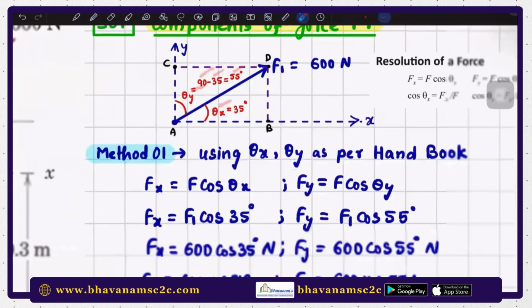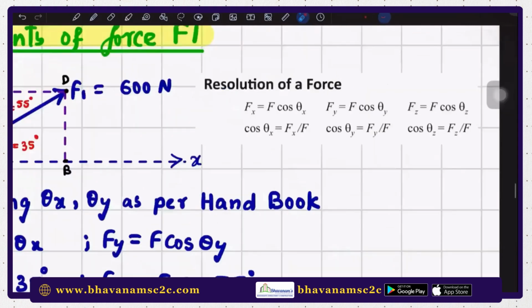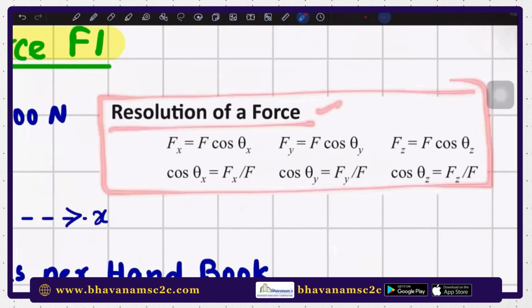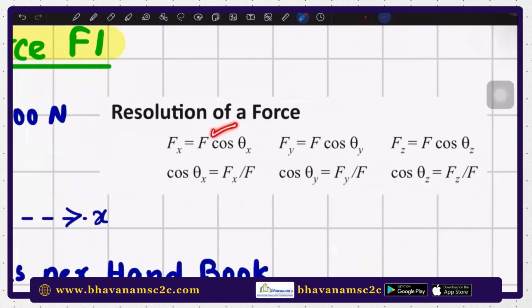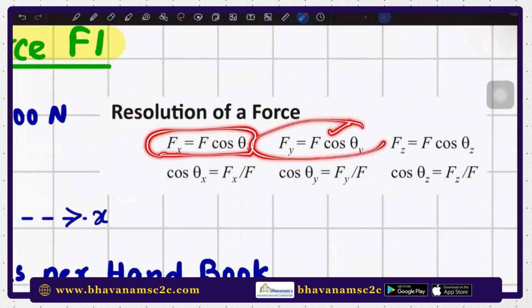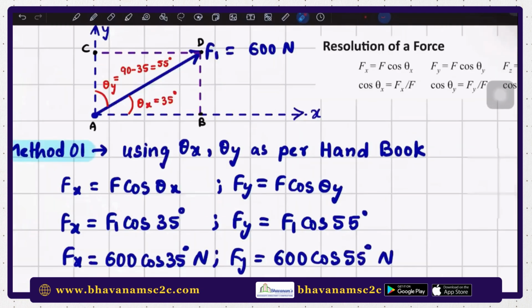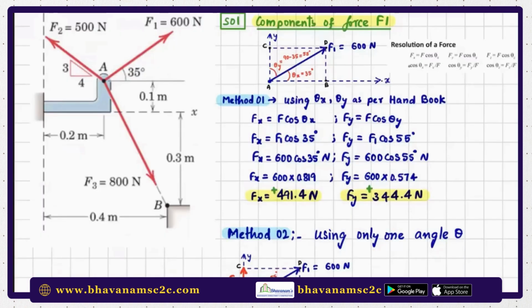Now, what to do? Go to the handbook, go to the chapter statics, go to the formula, resolution of force. There you got Fx is equal to F cos theta x, Fy is equal to F cos theta y. Blindly submit it. You will not get any error. As per the handbook, Fx is equal to F cos theta x, and Fy is equal to F cos theta y. I simply copy pasted from our handbook.